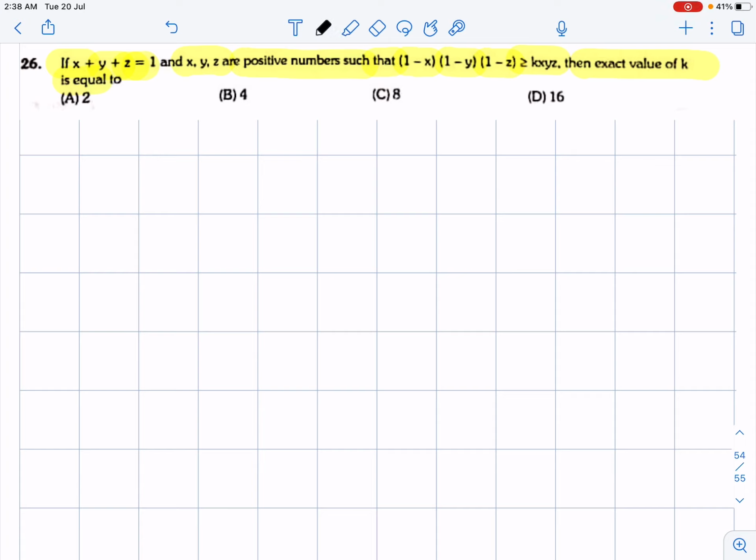So guys, we can solve this question using two ways. One is called the procedural way and the other is called the shortcut way, and both are conceptual only.